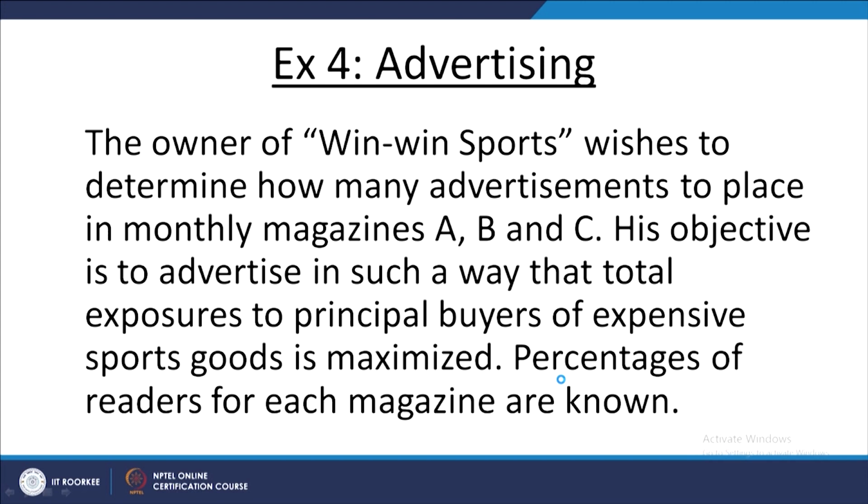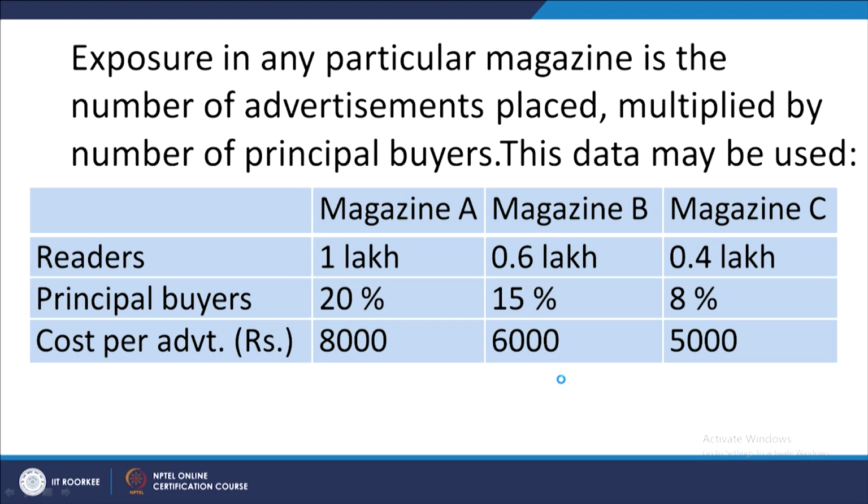Another interesting application is about advertising. The owner of a win-win sports company wishes to determine how many advertisements to place in the monthly magazines A, B and C. His objective is to advertise in such a way that the total exposure to the principal buyers of the expensive sports goods is maximized. The percentage of readers of each magazine is known, and the exposure in any particular magazine is the number of advertisements placed in that magazine multiplied by the number of principal buyers, and this information can be recorded in this table, that is magazine A, magazine B and magazine C.